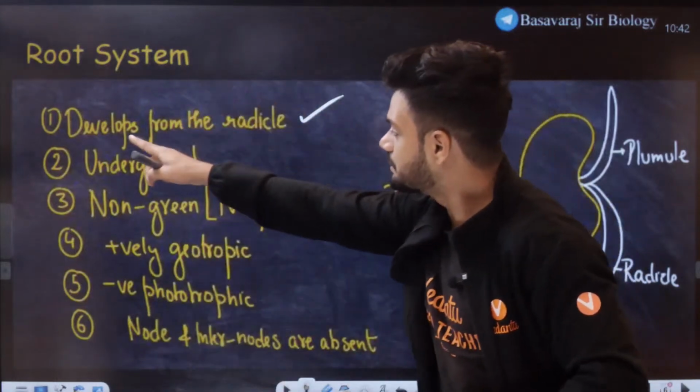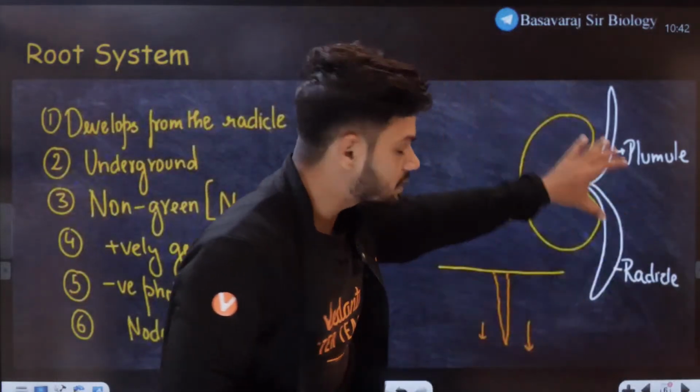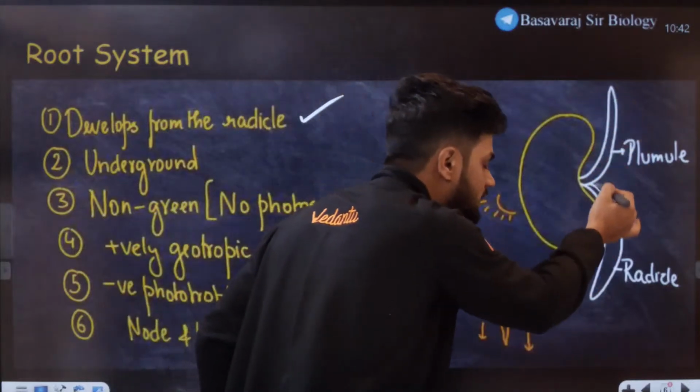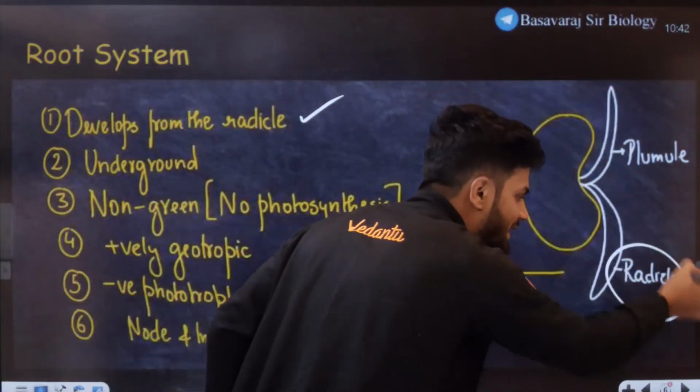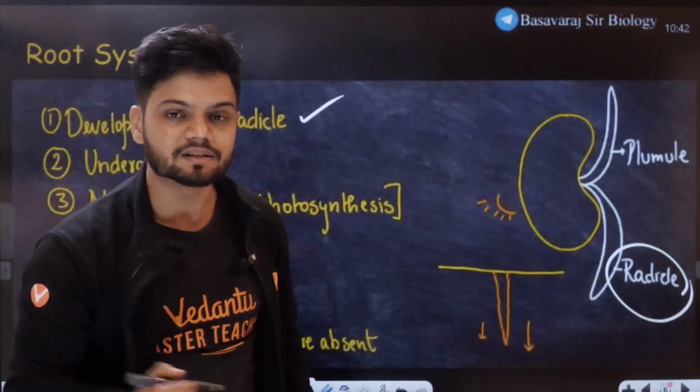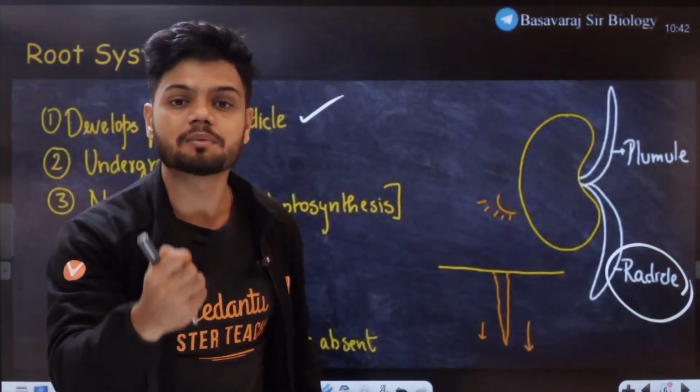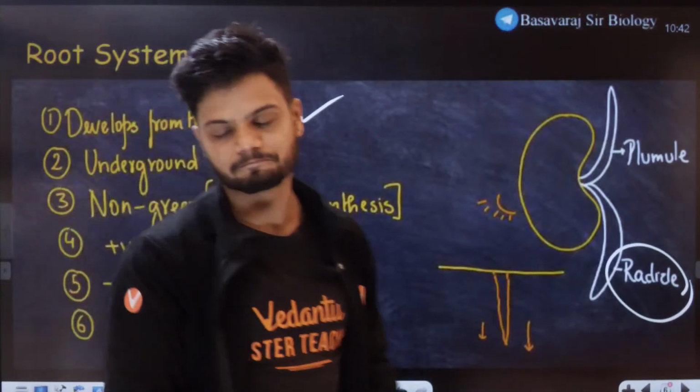Now, the root system develops from the radical. Yes. If this is a seed, here we have the plumule, here we have the radical. From this radical right here, the entire root system develops. Point number one, clear. Okay.